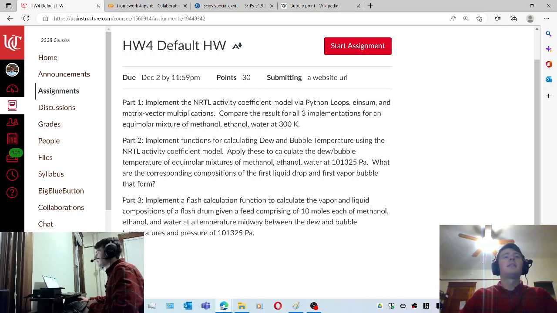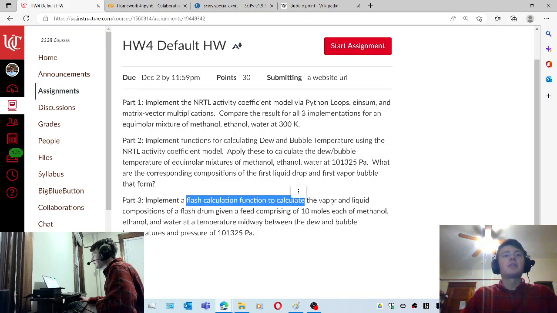Good guy. Part 3. Implement a flash calculation function to calculate the vapor and liquid compositions of a flash drum given a feed comprising 10 moles each of methanol, ethanol, and water at a temperature midway between the dew and bubble temperatures and a pressure of this amount. So, what is this asking me to do? I need to make a flash calculation function and calculate the vapor and liquid compositions of a flash drum with some known composition and a known temperature and pressure.